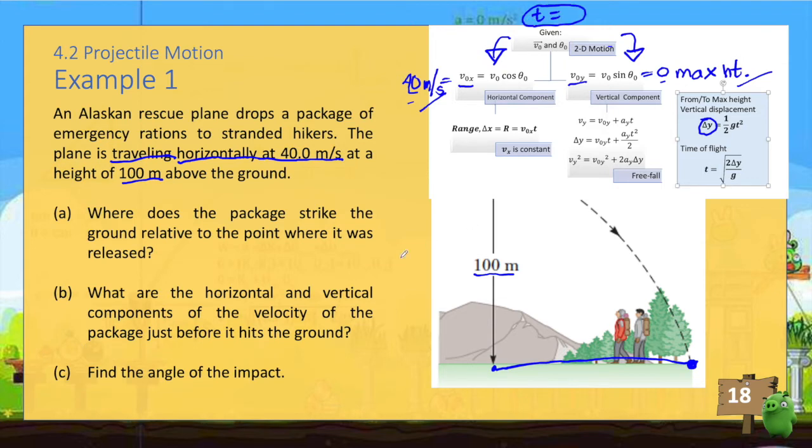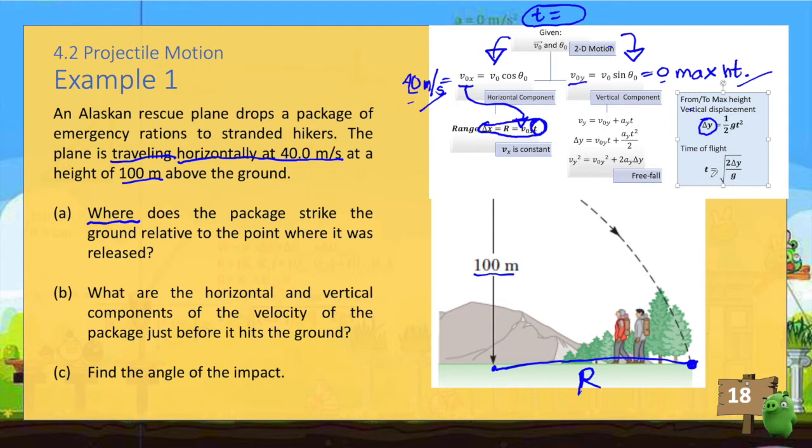Now, when we talk about this problem, we are looking for where. So, we are looking for the range. We already know this, but we don't know the time. So, we have to derive the time first. Now, how to do that?